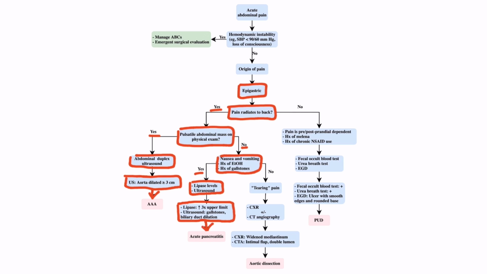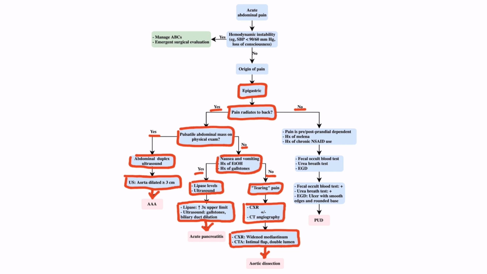diagnosis of acute pancreatitis. On the other hand, a tearing pain that radiates to the back calls for a chest X-ray or CT angiography due to suspicion of an aortic dissection. Typically, a chest X-ray reveals widened mediastinum, while CTA shows an intimal flap with double lumen.